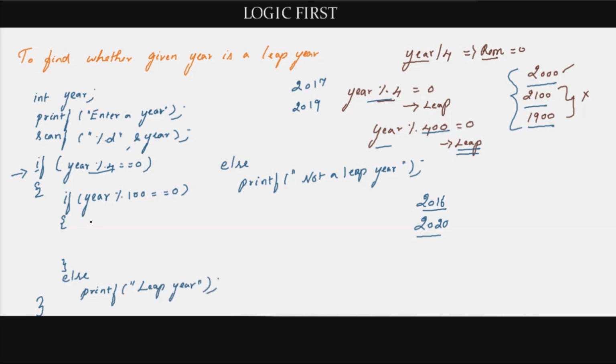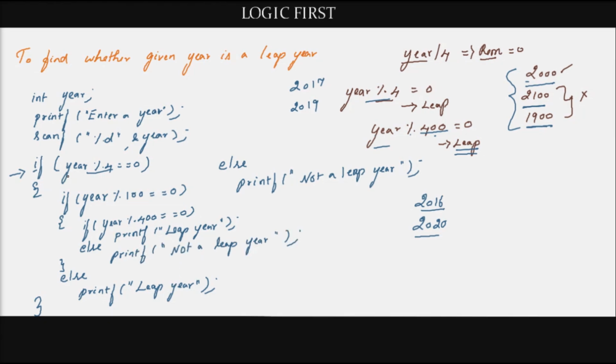Alright, now coming to this part. Now the year is a century like this. So we have to perform one more additional check to find out whether year mod 400 is 0 or not. If year mod 400 is 0, then it's a leap year. If not, it is not a leap year. So once again I am telling, if year mod 4 is equal to 0 and this condition is false, this else will be executed and immediately not a leap year will be printed.